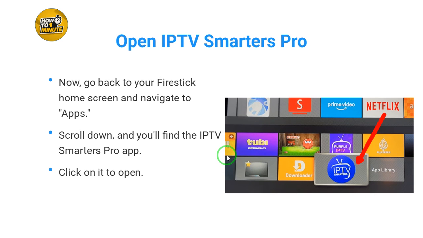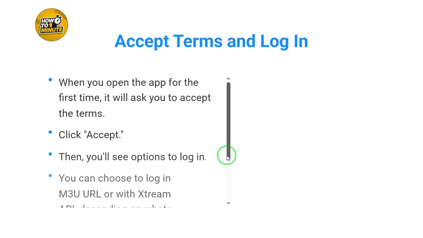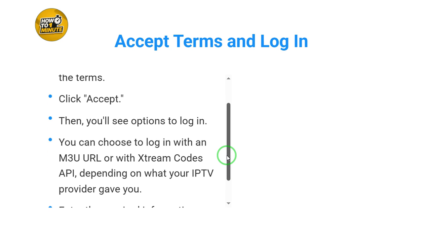Now go back to your Firestick home screen and navigate to Apps. Scroll down and you'll find the IPTV Smarters Pro app. Click on it to open. When you open the app for the first time, it will ask you to accept the terms. Click Accept. Then you'll see options to log in.